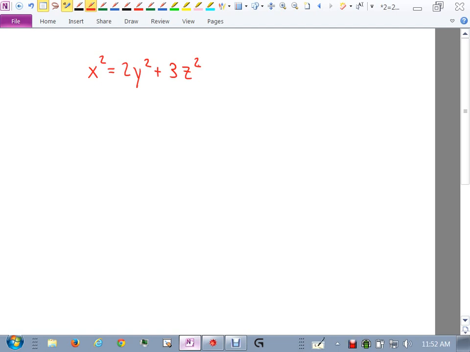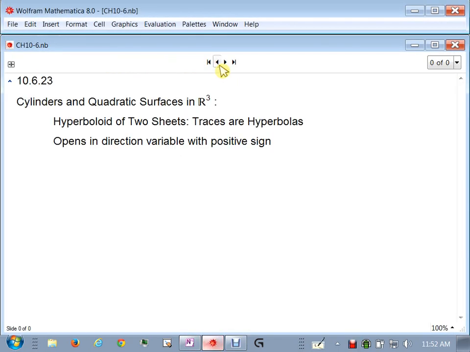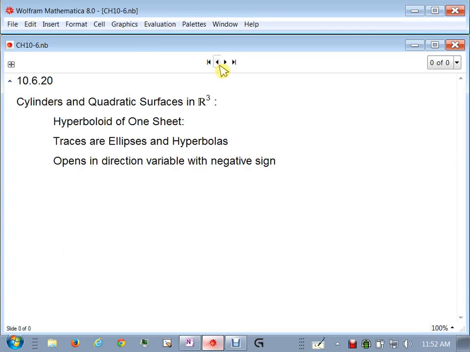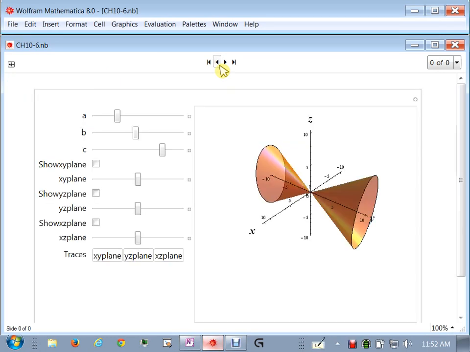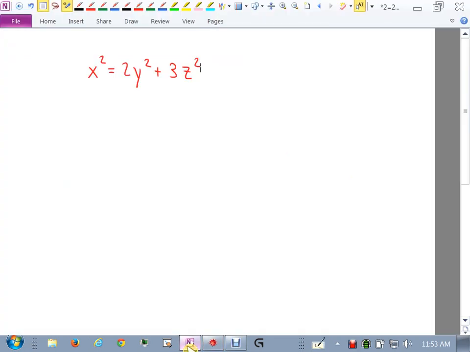How about a cone? Go back and look at cone. There we go, cone. Right, look at cone. 2 of the variables squared on one side with plus between them, the other variable squared on the other side. That's kind of what we have, right? Just generally speaking, that's what we have. But I don't have it looking like x squared over a squared or anything like that. Could I rewrite it so it looks like this?